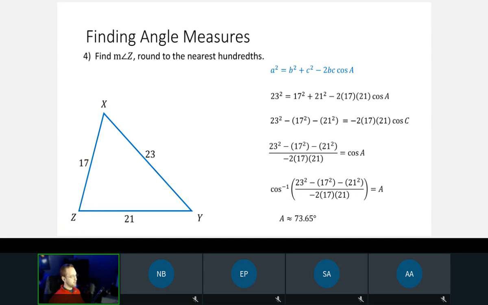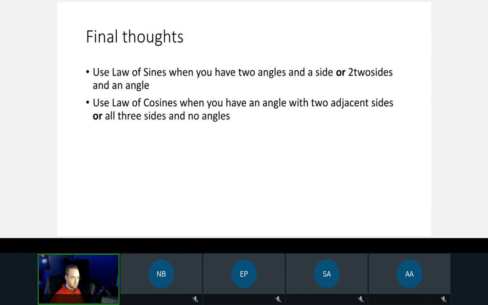All right. Final thoughts. So sine versus cosine. So exactly what this says. We want to use the law of sines when you have two angles and a side, or, well, that's a typo. I put number 2 and I typed 2. Or you have two sides and an angle. We want to use the law of cosines when we have an angle with two adjacent, also known as touching, sides to that angle, or we only have three sides and no angles. So those are the scenarios you would want to use one versus the other.